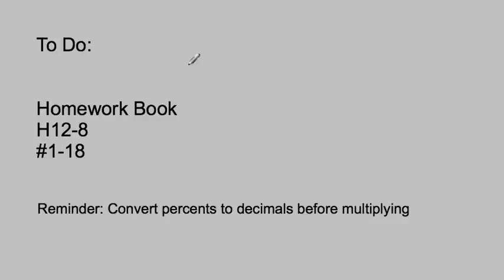All right, so what are we going to be doing? We're going to be working out of the homework book. That's H12-8. We're going to do all the problems 1 through 18. And reminder, convert your percents to decimals, then multiply. And if you can do that step by step in order, you'll have great success with this lesson. Good luck.